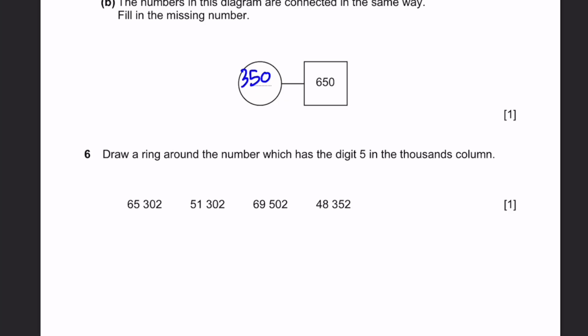Question 6. Draw a ring around the number which has the digit 5 in the thousands column. So thousands means 1, 2, 3, 4 from the units digit. So over here, it's not 5, it's 8. 1, 2, 3, 4. It's 9. 1, 2, 3, 4. This is 1. 1, 2, 3, 4. This actually has 5 as a thousands digit. So we can draw a ring around this number.